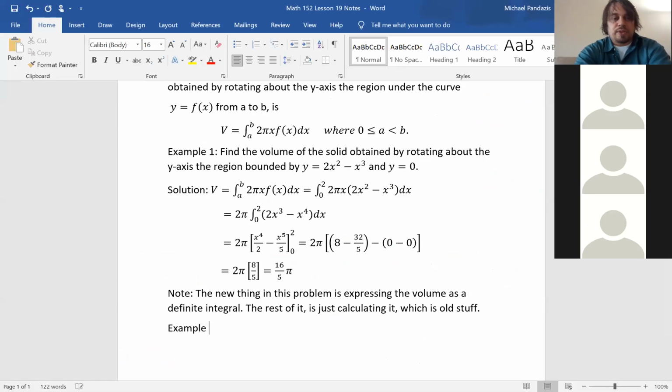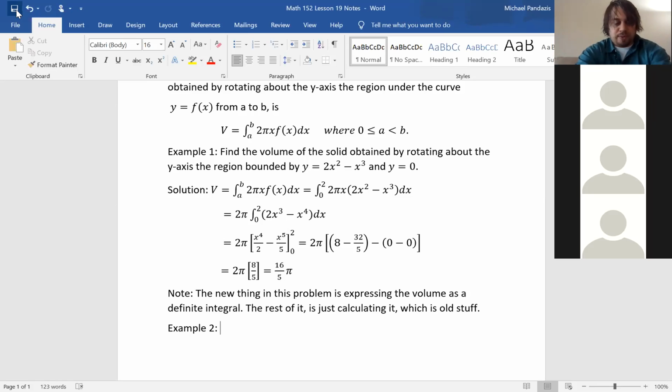Okay, so example 2. What I'm saying is that these types of problems you break down into, so far, 2 steps. Step 1, find a definite integral that represents your volume. Step 2, calculate that definite integral. Then you're done. You have the volume.